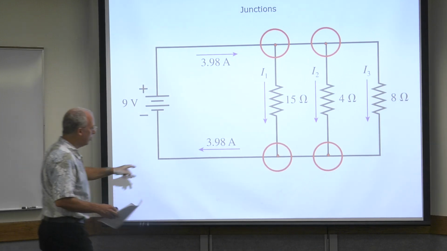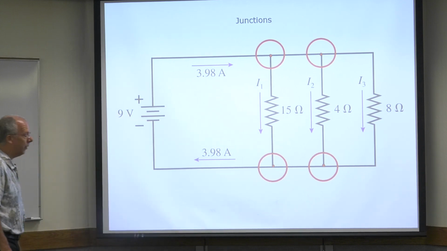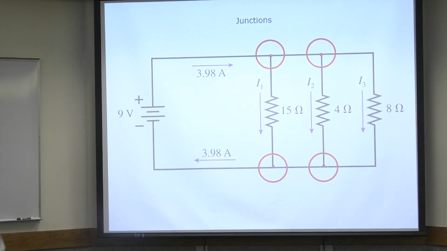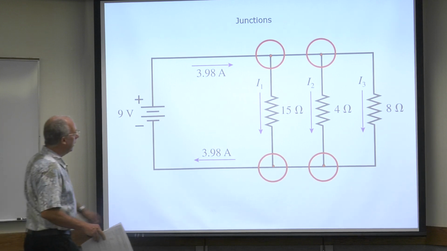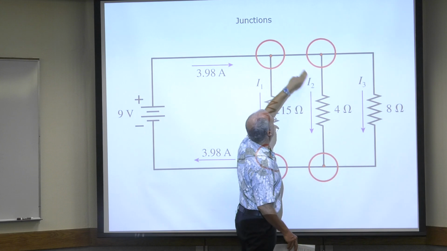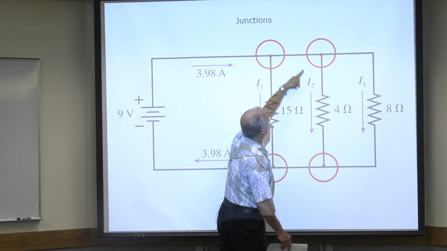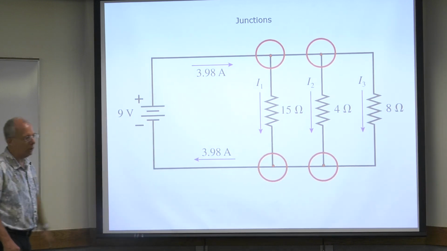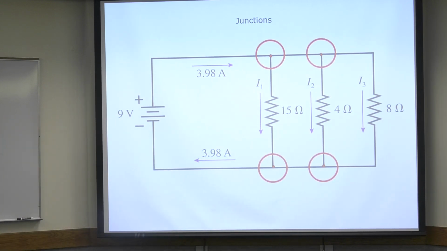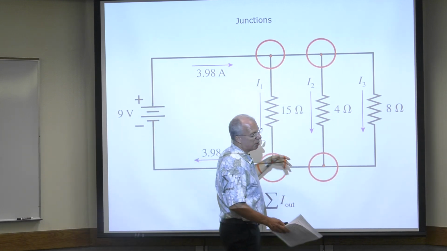Okay, so these are called junctions for obvious reasons, right? That's where the wires intersect or meet. So here's current coming in and there's current going out. So what's going to be true about the currents at a junction? Think about what we learned a few minutes ago. Well, current is conserved, right? So therefore, all of the currents going in have to equal the sum of the currents going out.